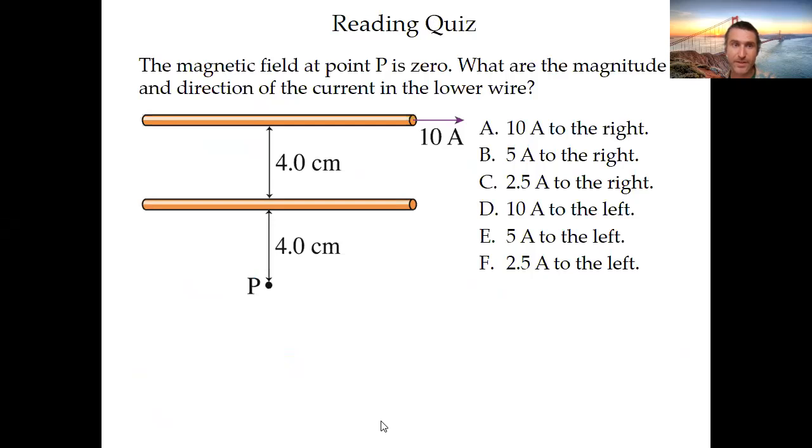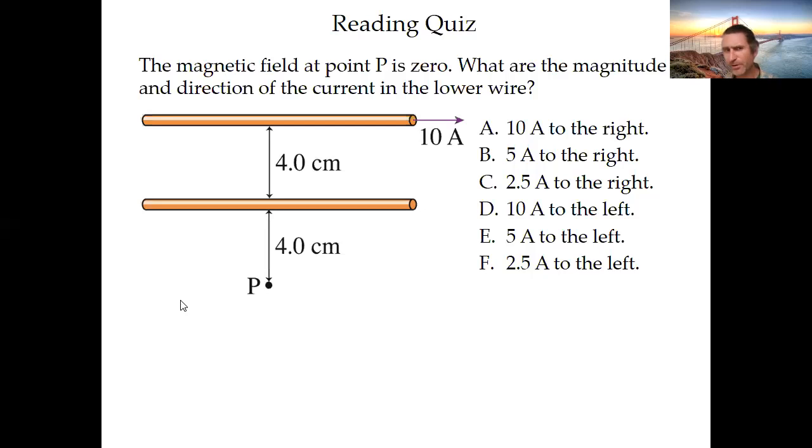So the magnetic field at this point P here, which is down at the bottom, is 0. And we want to know the magnitude and the direction of the current that's in the lower wire. I'll give you a moment to work this out. Okay, it looks like from what I'm seeing, there's quite a few guesses right now.